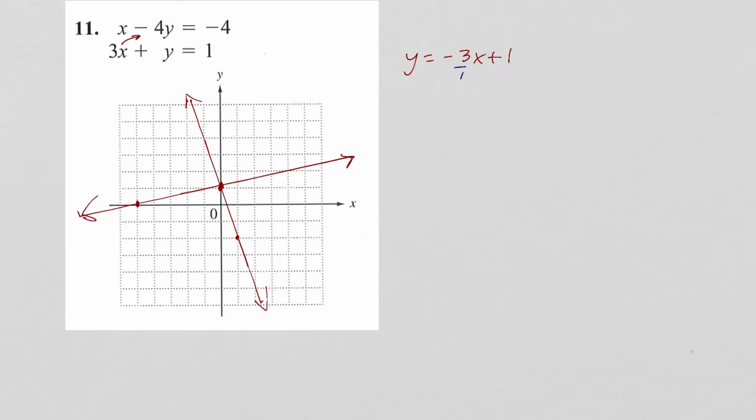So again, there's an infinite number of solutions for this line. There's an infinite number of solutions for this line, but they share just one in common. That point is 0, 1. So that's the solution for both of them.